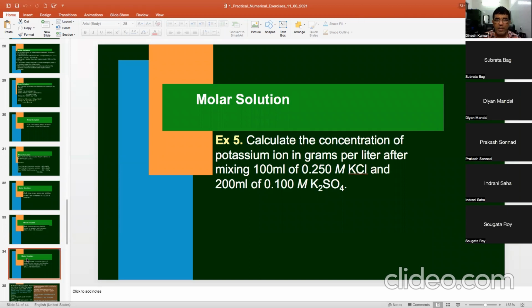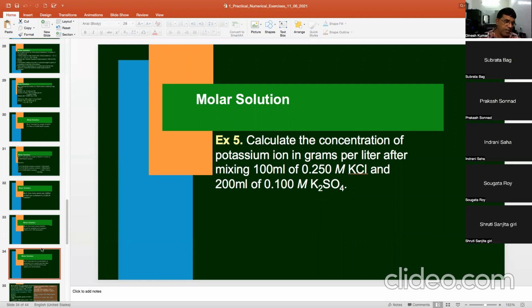Maybe very shortly I will send you this PowerPoint so that you can do this exercise. Now some difficult numerical, a bit difficult. Calculate the concentration of potassium ion in grams per liter after mixing 100 ml of 0.25 molar KCl and 200 ml of 0.1 molar potassium sulfate.